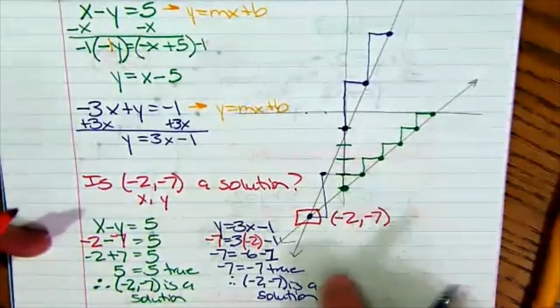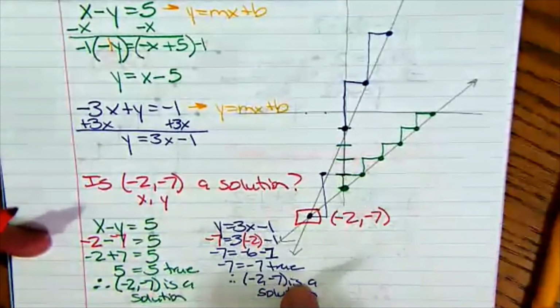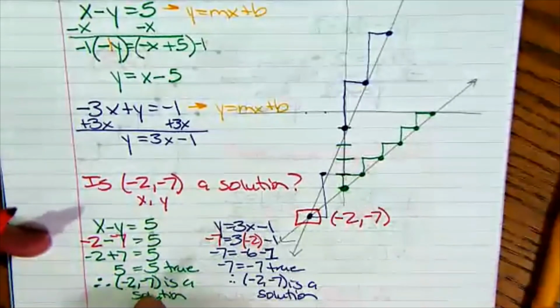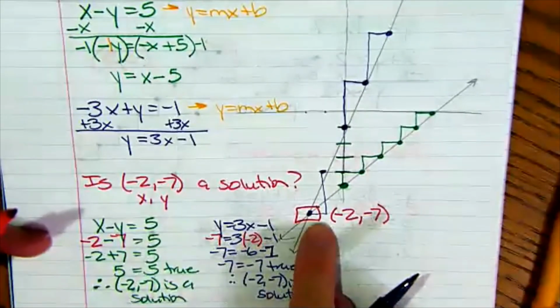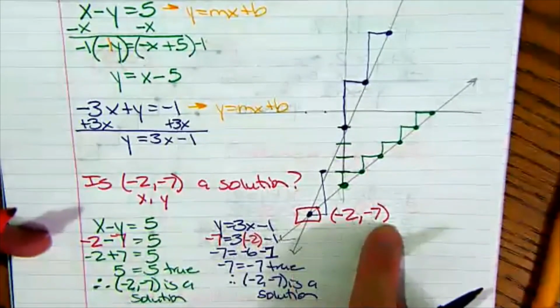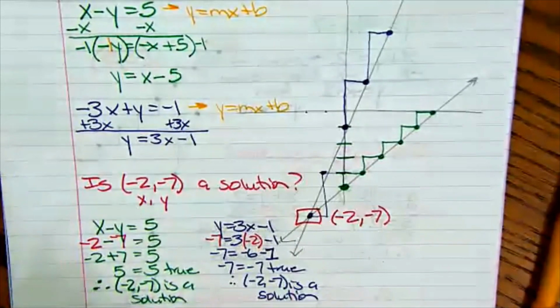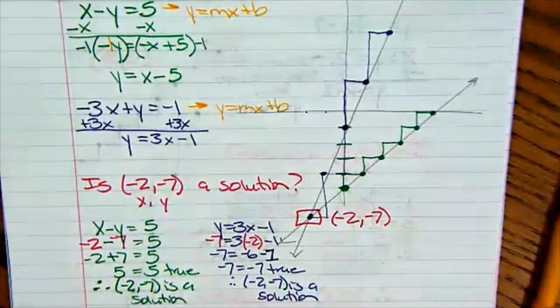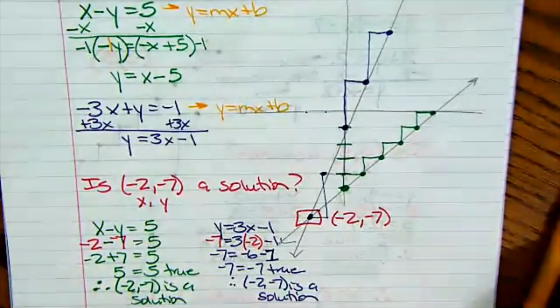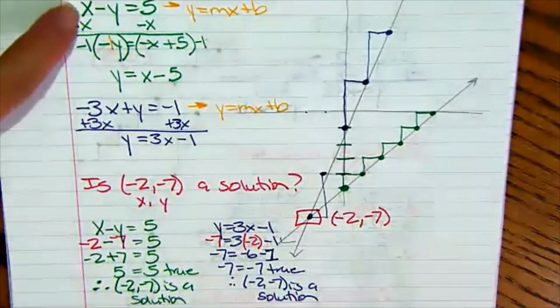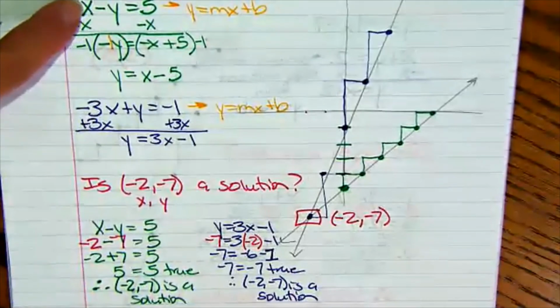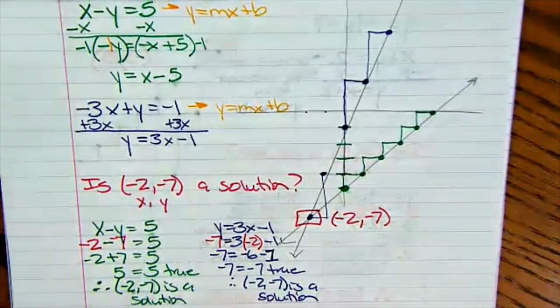So, yes, negative 2, negative 7 is the solution for this system of equations. So that's what we're doing today. It's the same thing we did yesterday, only sometimes we may need to convert the equation into slope-intercept form. You guys got this.